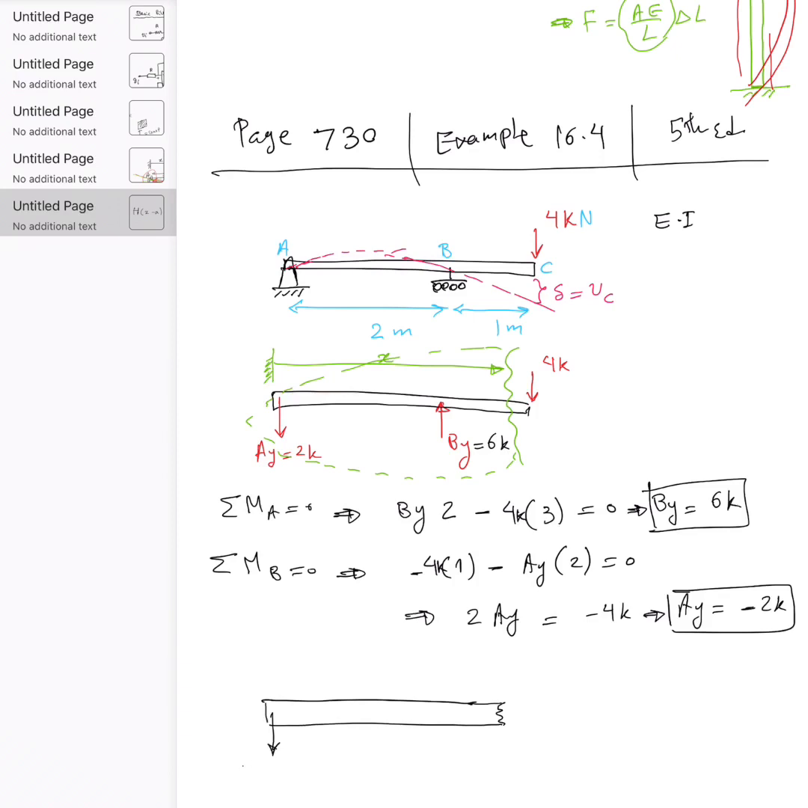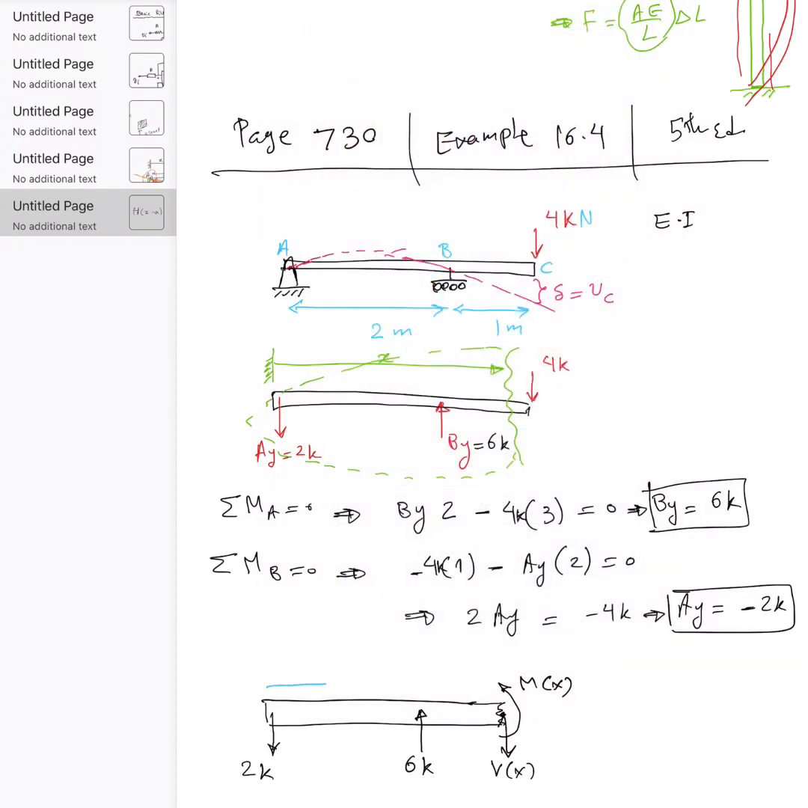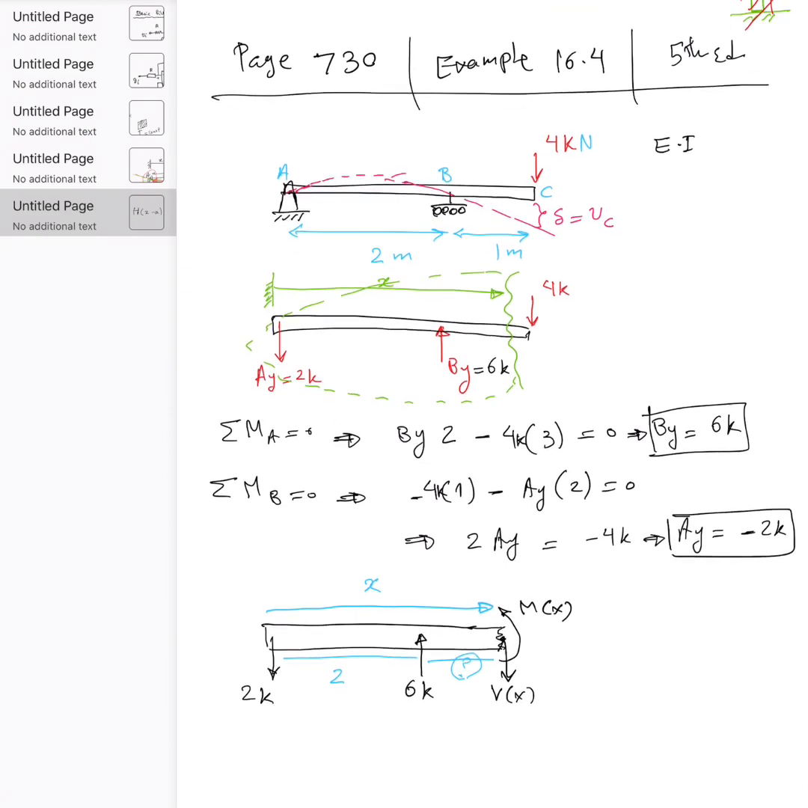So you have a 2K here, then you have 6K here, then you have M of X, and then shear load V at X, and everything else is just distances that I'm going to include. So from here to here is X, from here to here is 2, and from here to here I simply don't know.